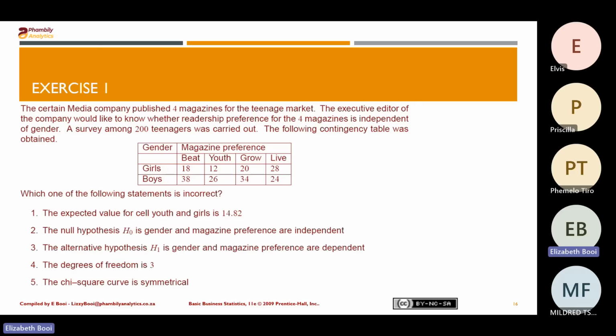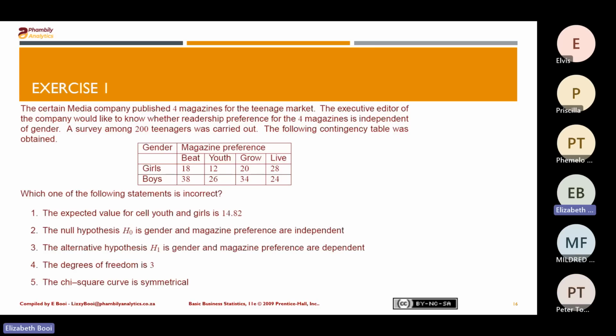is 14.82. So what are they expecting you to do? To go and calculate the expected value for Youth and Girls. If I look at my table, it's missing certain information: the totals, which are very important. So before I can do anything for Youth and Girls, I'm going to calculate the totals for them. I'm not going to calculate the total for all of them, only as I go along because of time.